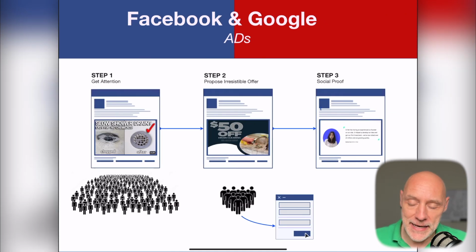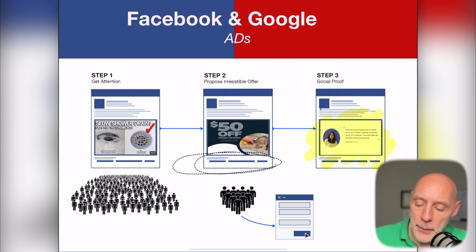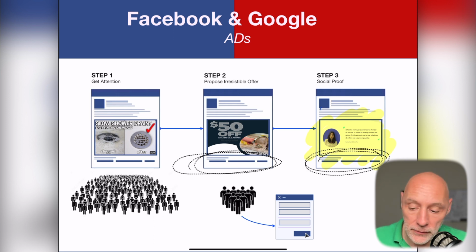In this particular example, for social proof, you want to use a testimonial. Could be video, could be graphic, pull something off of Google. And what we're going to do is run the same offer, the same call to action that we had in step 2, in step 3 as well.